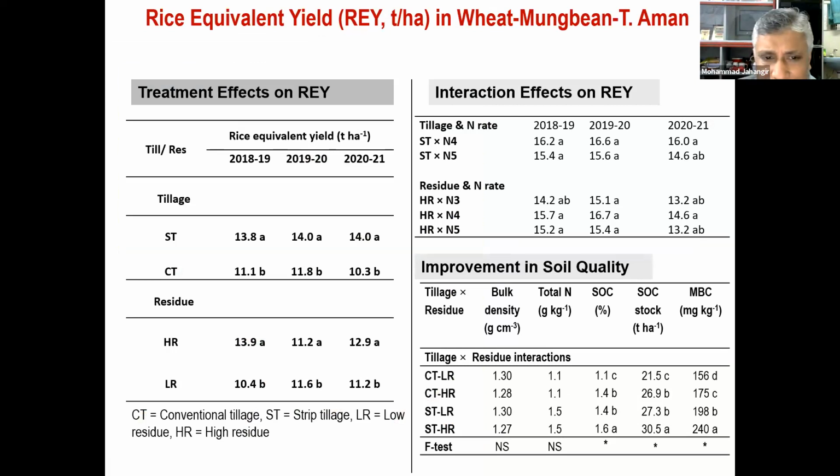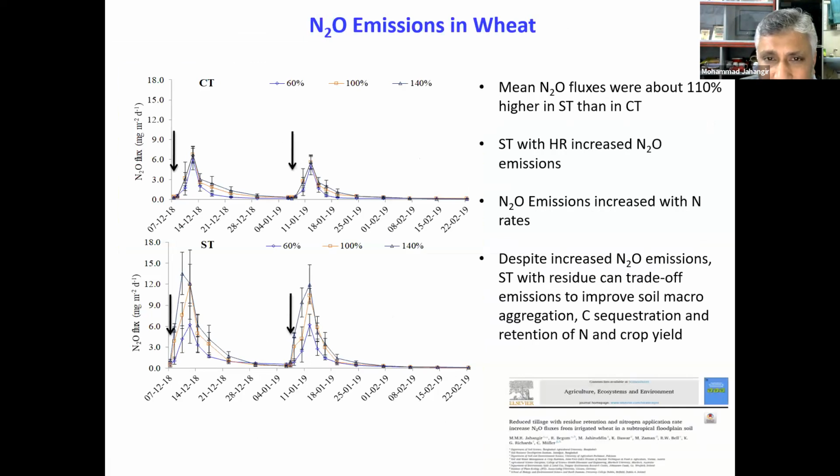Okay, there are some soil quality data. Maybe I don't need to go through this, but I can say soil physical properties, soil chemical properties, nutritional status, even microbial properties improved a lot in conservation agriculture practice.